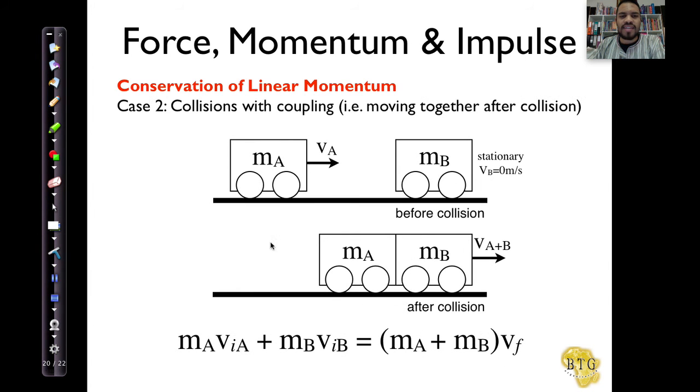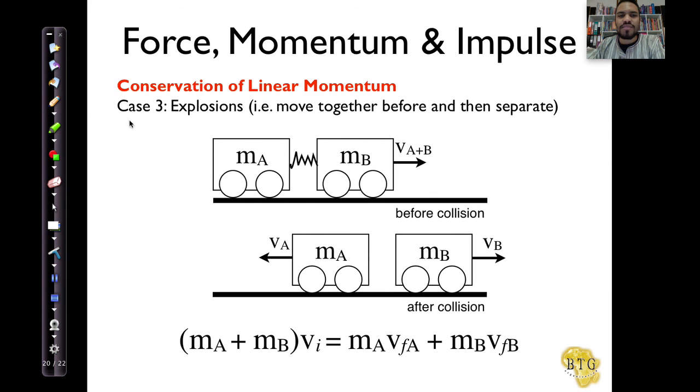And then we've got case number 2. We have got something here, and I've got a stationary vehicle there. They knock into one another, and then they move off together. So they're separate before, but together after, where the mass becomes one and they move off with the same velocity.